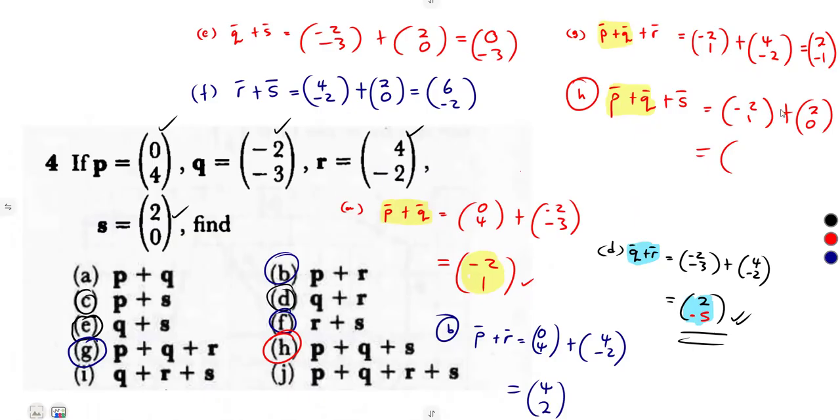Just like that. So minus 2 plus 2, that's a 0, this one. Okay, they are the same. 1 plus 0, that's a 1. All right, so this was direct.